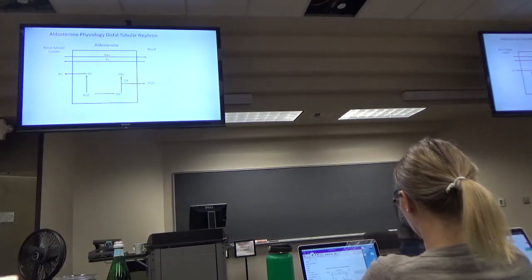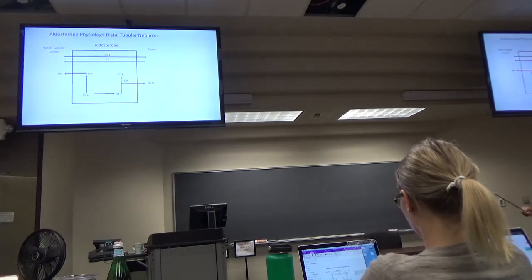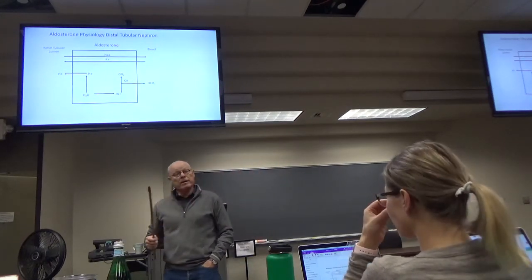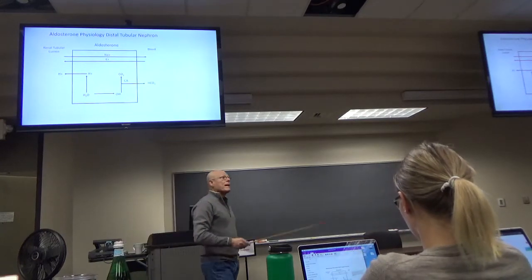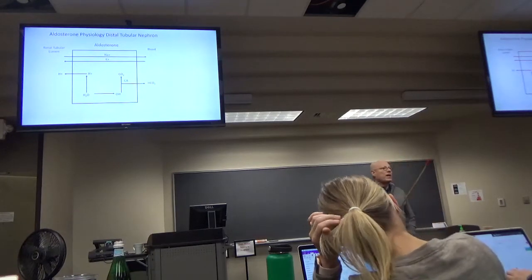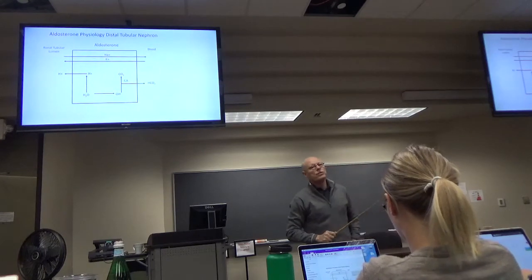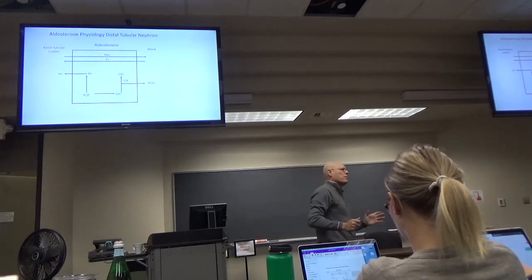So hyperaldosteronism usually has hypertension, it has hypokalemia, it has metabolic alkalosis, because simultaneously you're excreting hydrogen ion into the urine and you're reabsorbing bicarbonate. So you have a metabolic alkalosis, hypokalemia, and expanded extracellular fluid volume.